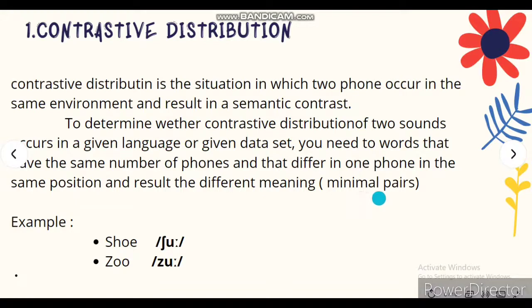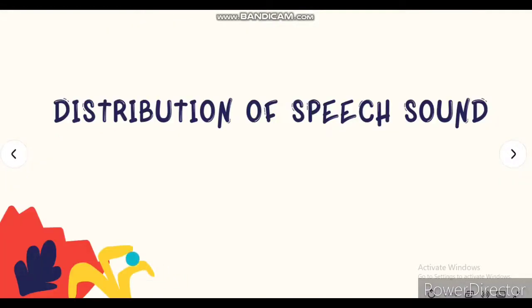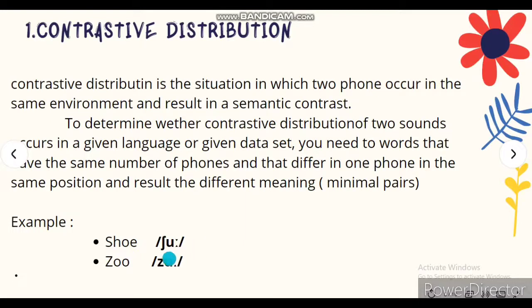Let's take an example. Here, we have shoe and zoo. When we transcribe them into IPA symbols, we see they have the same number of phones and differ in one position, so we can call them minimal pairs. And we should be careful because if we mispronounce it, it will become a different meaning.